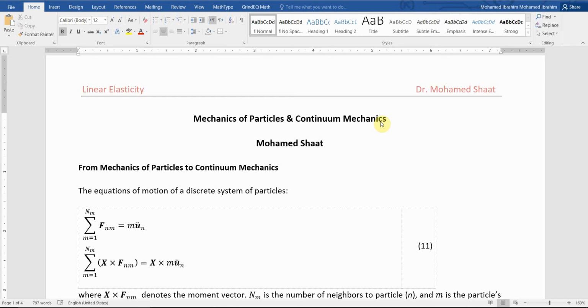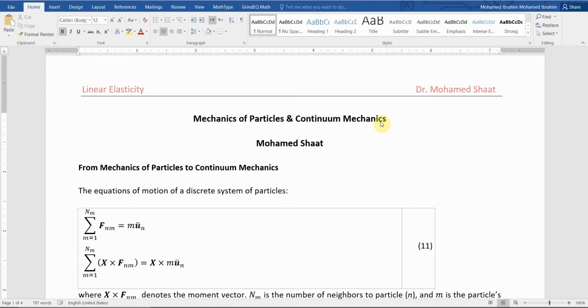In this video we're going to continue the topic that we started in the previous meeting regarding the mechanics of particles and its relation to continuum mechanics, or in other words, how the movement of the particles inside the continuum or inside the material would affect its mechanics.